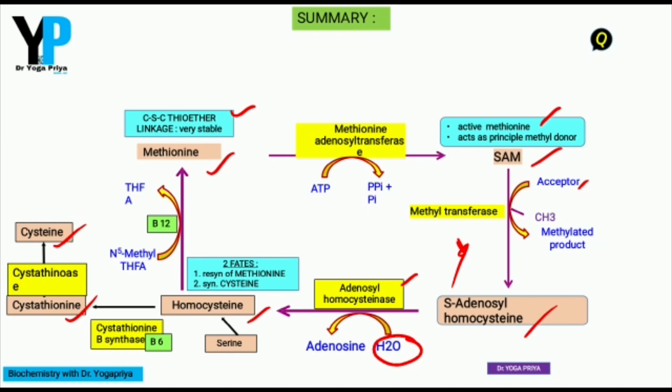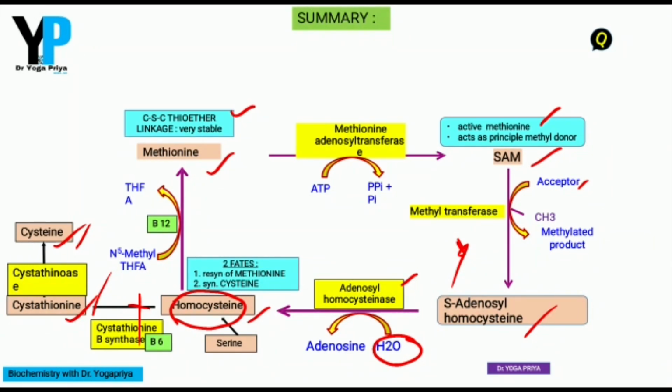The important clinical correlation of this cysteine formation is when there is deficiency or absence of the enzyme cystathionine beta synthase. These two steps are not going to take place, and finally homocysteine gets accumulated in the body, resulting in homocystinuria.